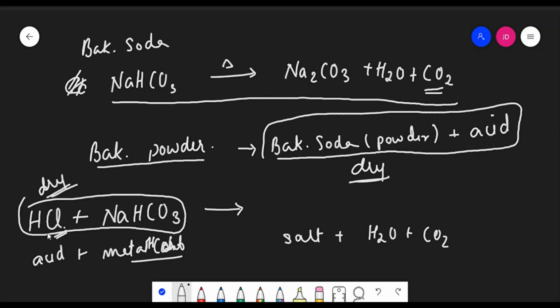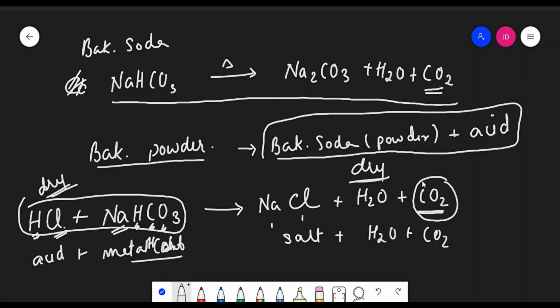How to write the salt? Remove the H, put the available metal, cross the valency, 1 1, no problem. Plus, what do you get? Because H got kicked out, C got kicked out, O got kicked out, we get H2O, CO2. So we're getting carbon dioxide gas here also, and this will be the one which will make our cakes fluffy. So I hope you got this point.